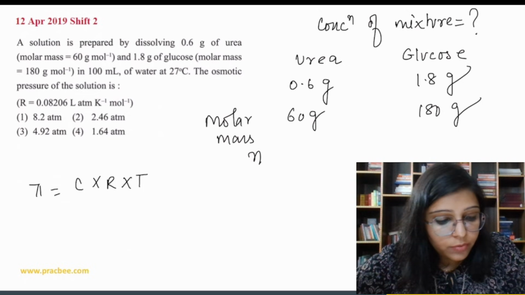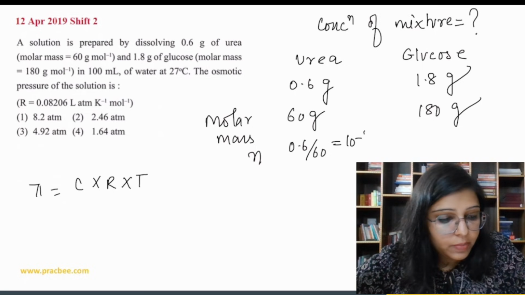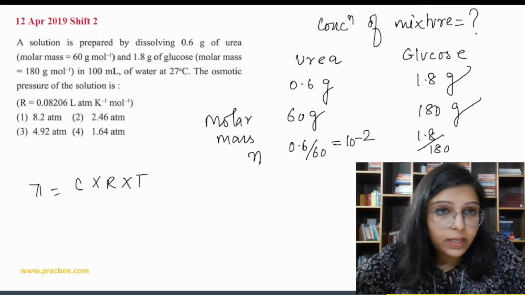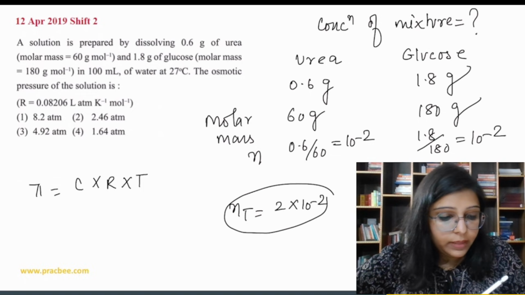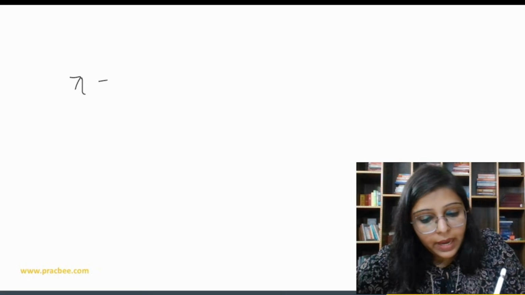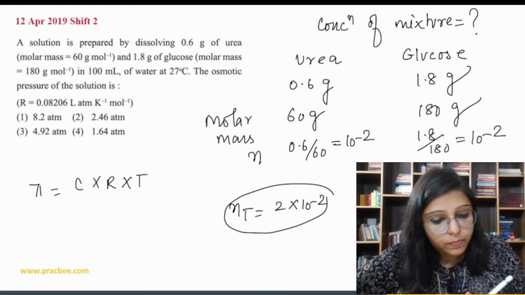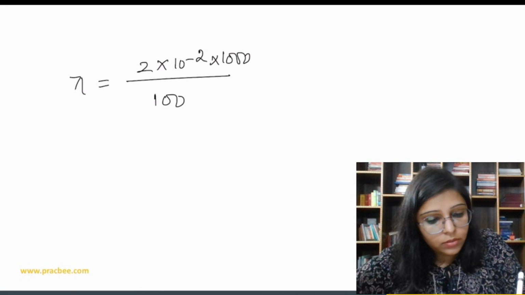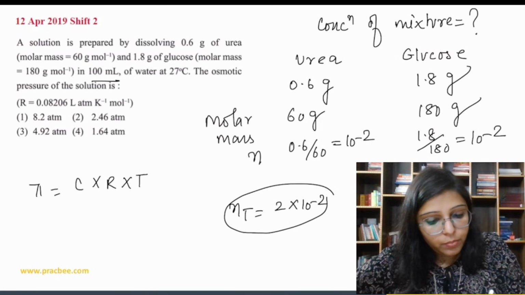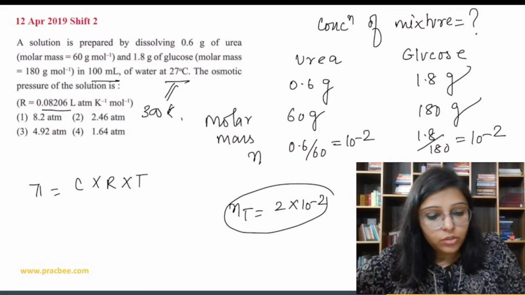So the number of moles of urea is 0.6 upon 60, which is equal to 10 to the power minus 2, and for glucose it is 1.8 upon 180, which is 10 to the power minus 2. So total moles is 2 into 10 to the power minus 2, right? That's it. Now let's solve. Pi is equal to C, that is total moles 2 into 10 to the power minus 2 upon volume 100 ml into 1000. The R value is given, 0.08206, and temperature is 300 Kelvin. So just solve this.